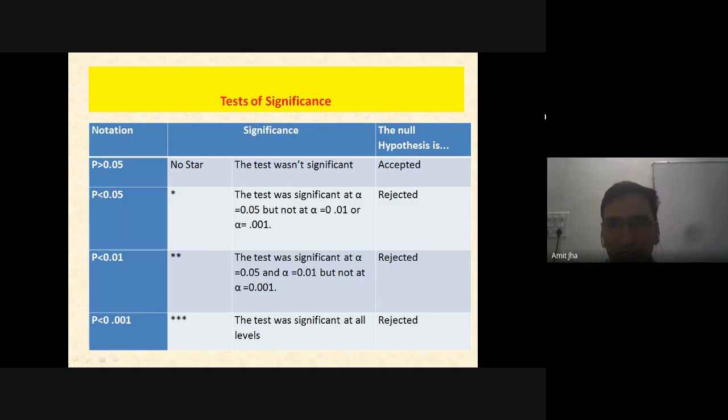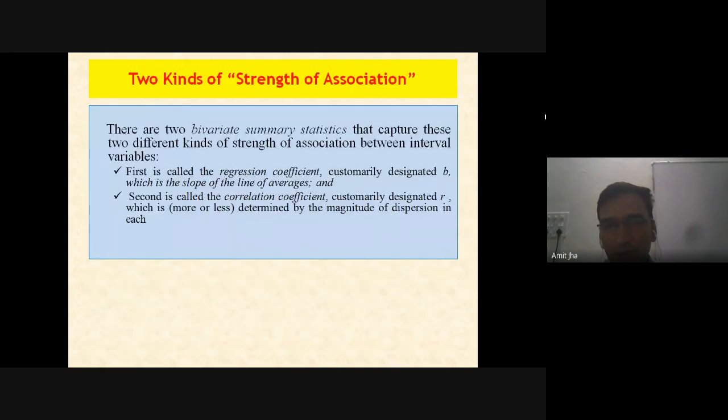And if one star is there, then it is called significant. The null hypothesis is rejected in all three circumstances, when the p-value is lesser than 0.05, 0.01, 0.001. Actually, the level of significance is tested at 95% and 99%. So in this case, when the p-value is smaller than 0.05, 0.01, and 0.001, then the null hypothesis is rejected.